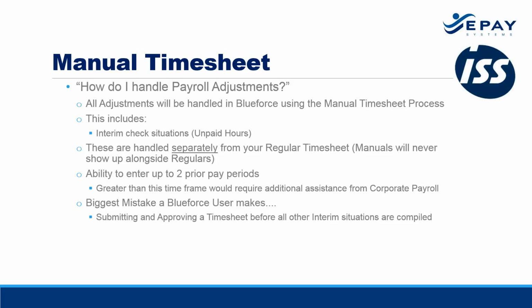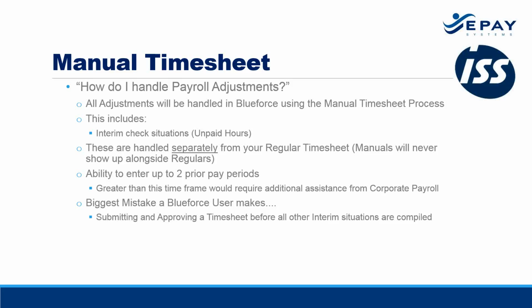The biggest mistake I will say when using the manual timesheet is submitting and approving a timesheet before all the interim situations are compiled. What that basically means is once I get a report of a missed pay situation and I go and enter in a manual timesheet and I get that submitted and approved, that manual timesheet is locked and done with. You don't get another manual timesheet to enter for that particular job. And once again, it's by job and for that particular pay period that you missed.